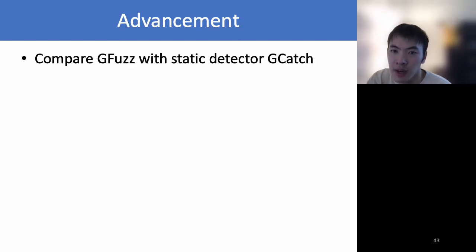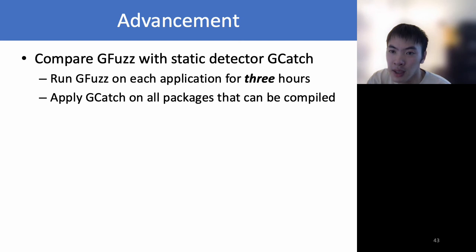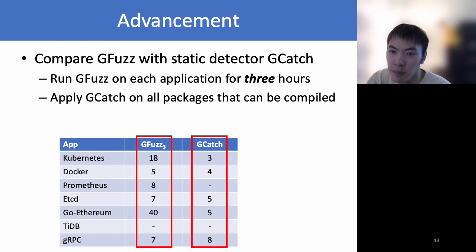We compare GFAS with the state-of-the-art Go concurrency bug detector, GCatch. Since fuzzing is a continuous process, we run GFAS for 3 hours. While GCatch is a static tool, we use it to analyze all packages that can be compiled. Overall, GFAS detects 85 bugs in the first 3 hours. GCatch detects 25 bugs. GFAS detects significantly more bugs than GCatch.